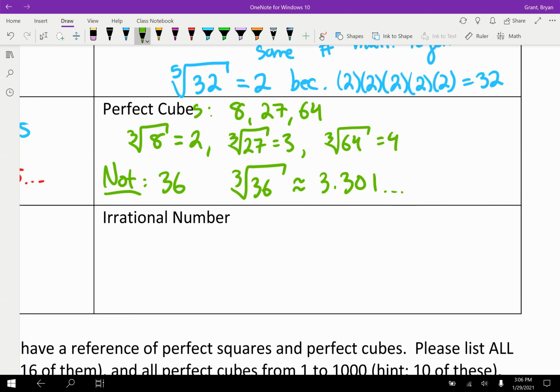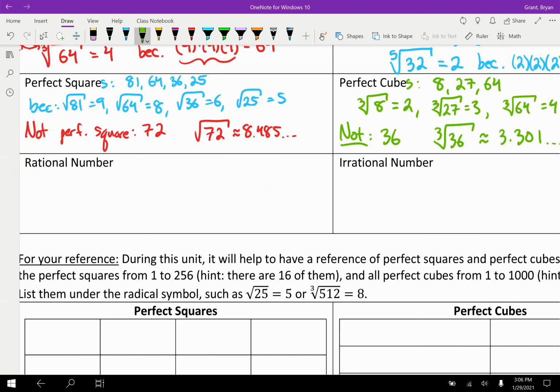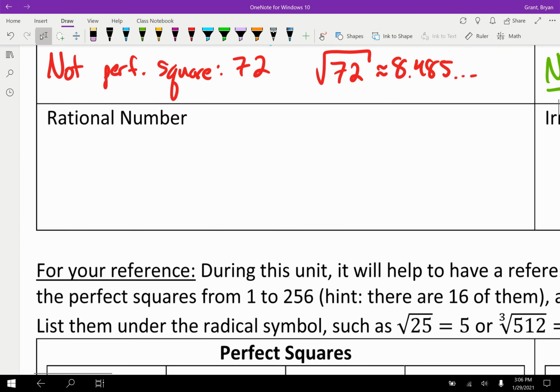Perfect numbers are ones when you can square root or cube root them, so on and so forth, and they come out to be a nice number. Not perfect numbers are when you take a square root, cube root, whatever, and you don't get a nice integer answer. And that actually brings us down to our last two definitions. Phew, finally, sorry for all the writing. Rational and irrational number.